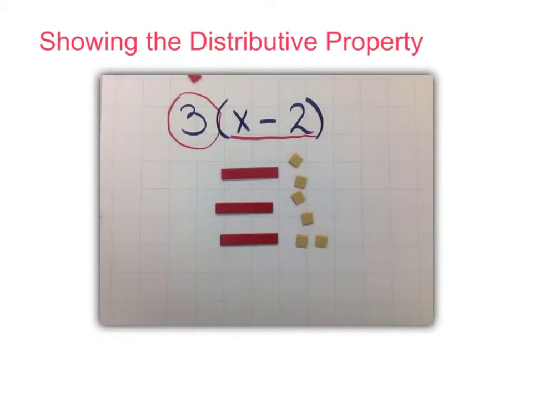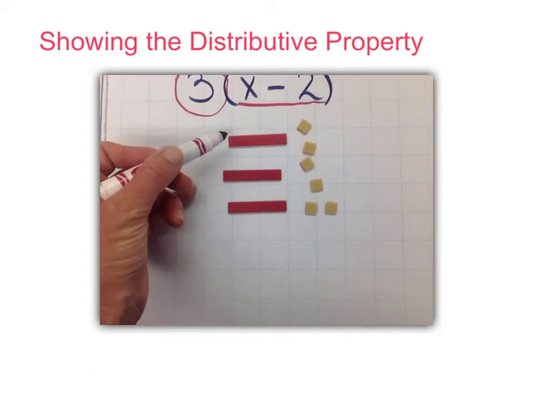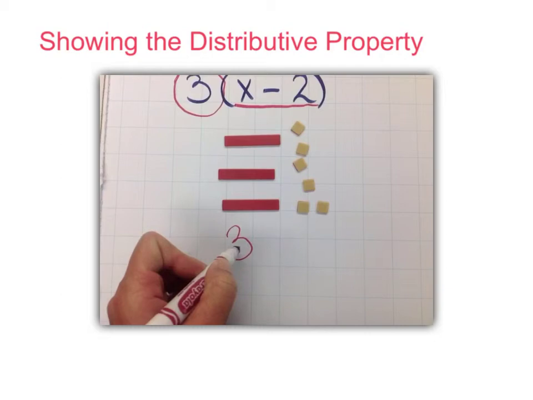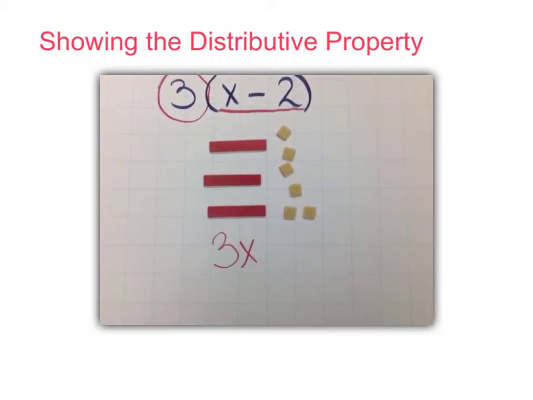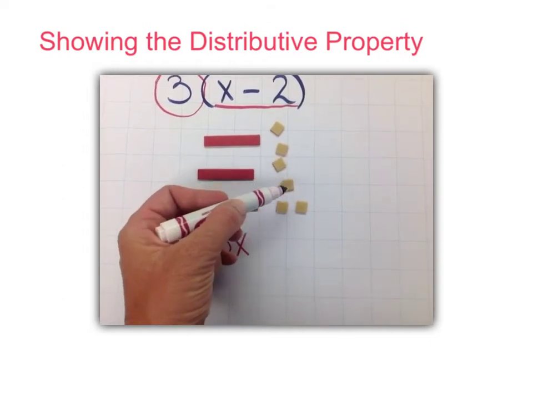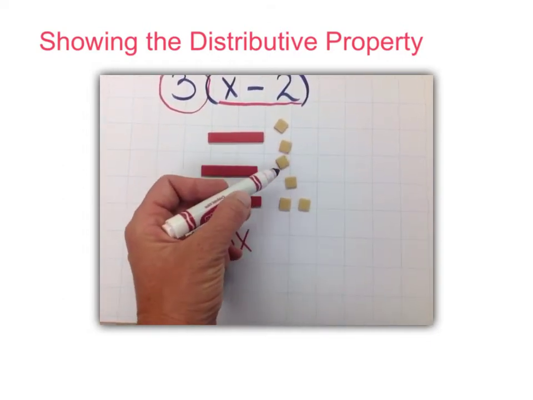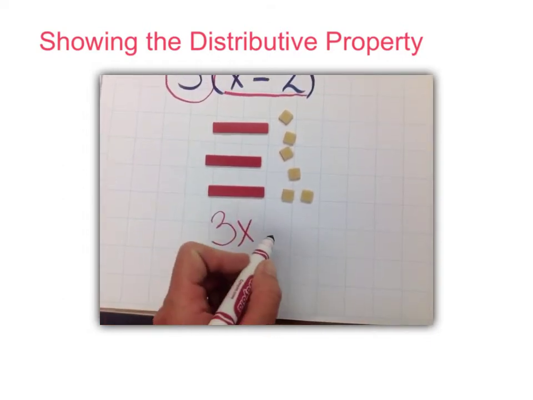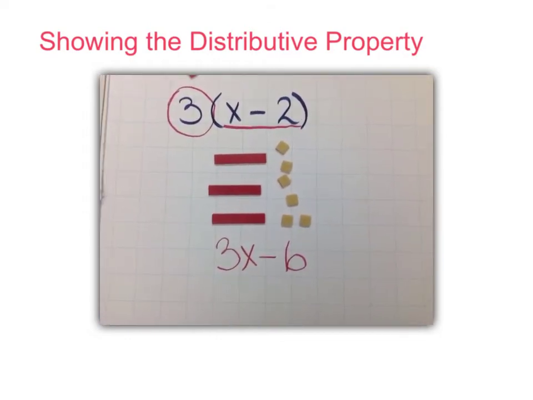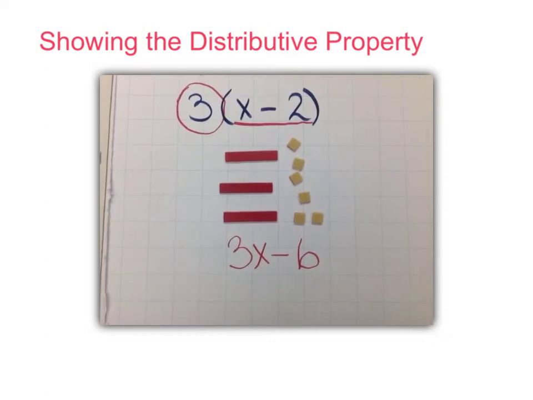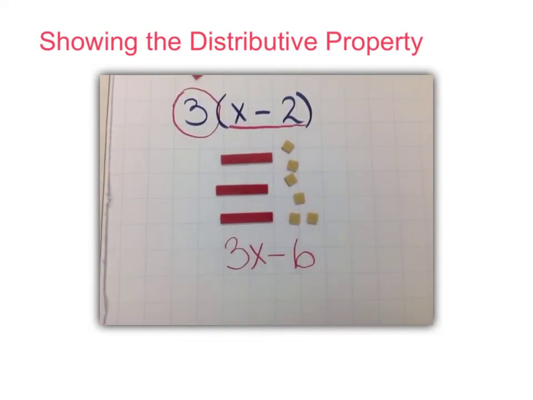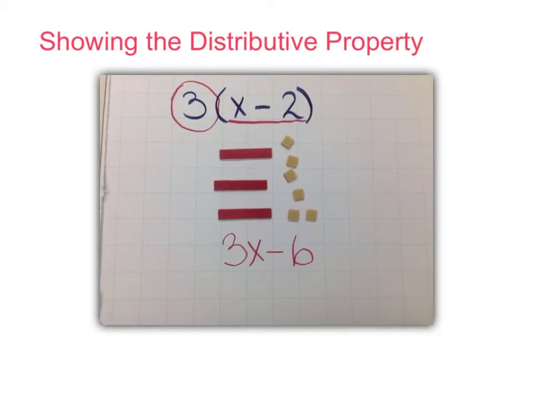Okay, so let's simplify. When I look at my x's here, I see that I have 3 x's, and I have a negative, negative, negative, negative. Oh, that's negative 1, 2, 3, 4, 5, 6. Negative 6. So the answer using the distributive property is 3x minus 6. Pause the movie and copy this into your notes.